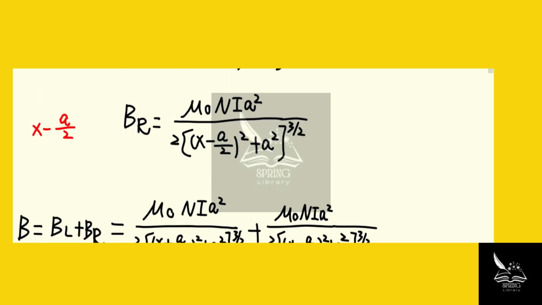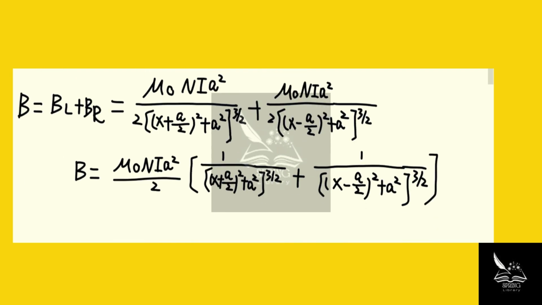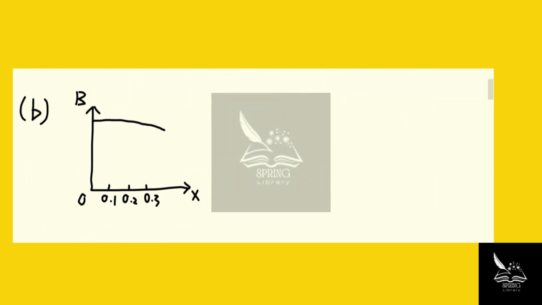So now we can determine the total magnetic field in this case, which is equal to BL plus BR. And if we do some arrangement here, eventually we have magnetic field is equal to mu 0 times n I A squared over 2, and then times 1 over x plus a over 2 squared plus a squared to the power of 3 over 2, plus 1 over x minus a over 2 to the power of 2 plus a squared to the power of 3 over 2.